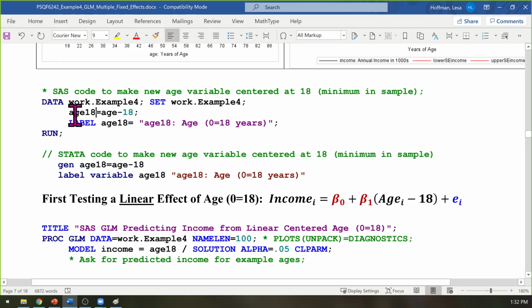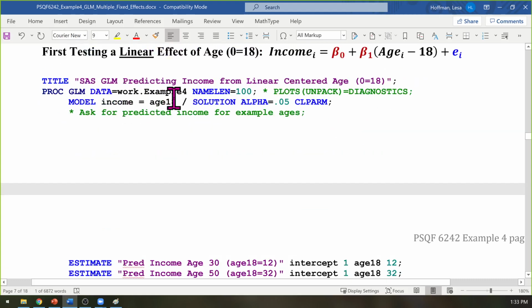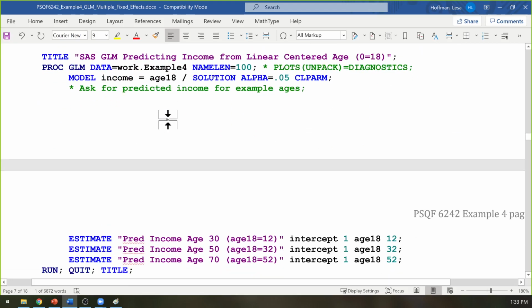So yes, make sure the new variable, which is before the equal sign in each of the codes, has a distinct name. The variable that you're pulling from is to the right. So I'm making a new predictor. I'm putting it in the model. So income is predicted from a linear effect of age 18.